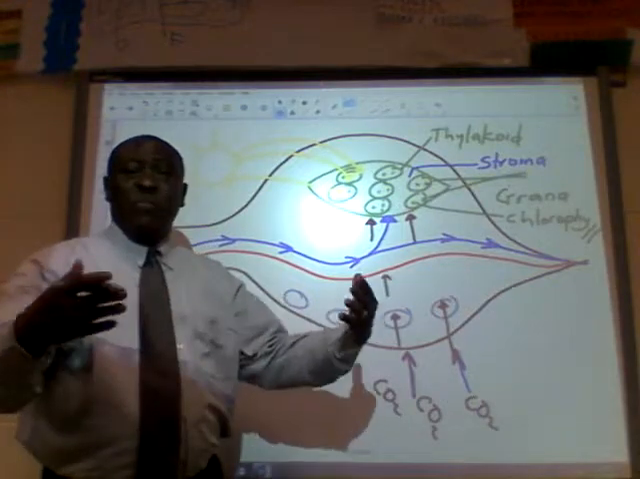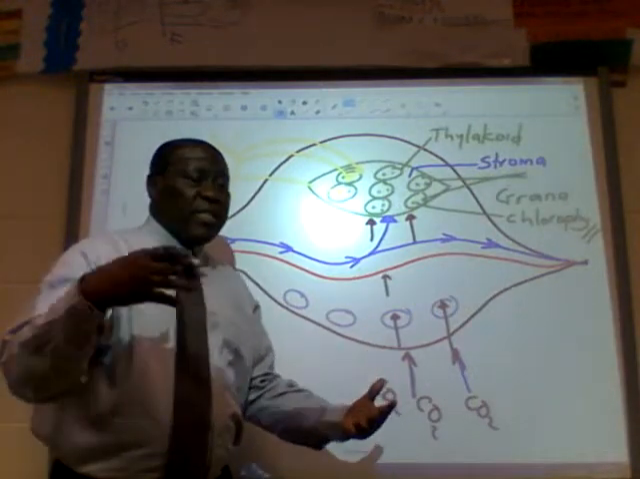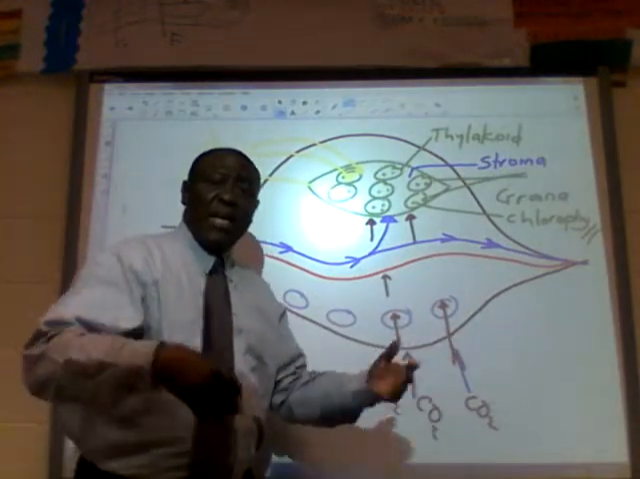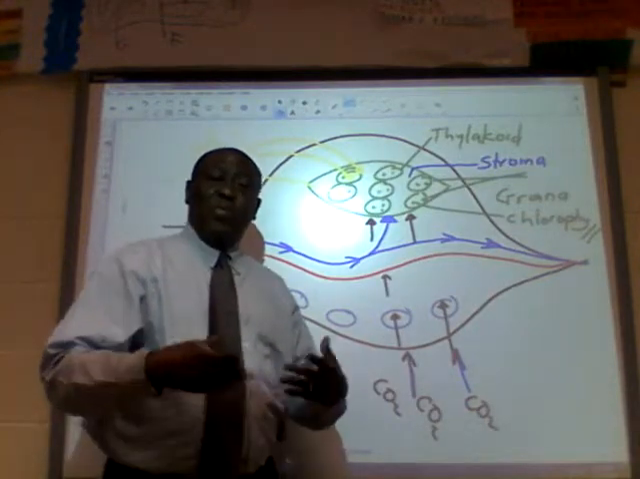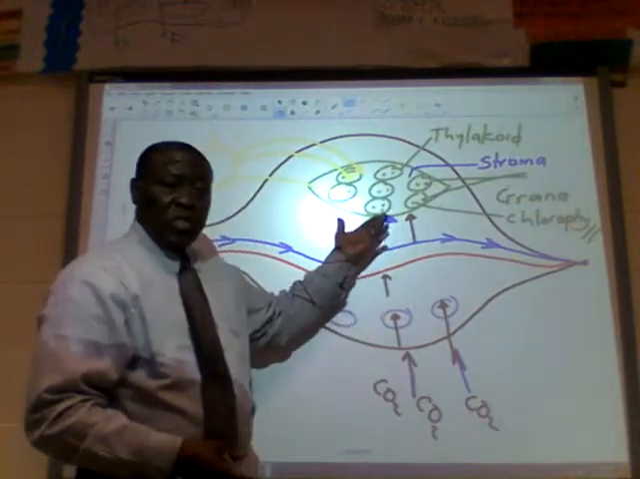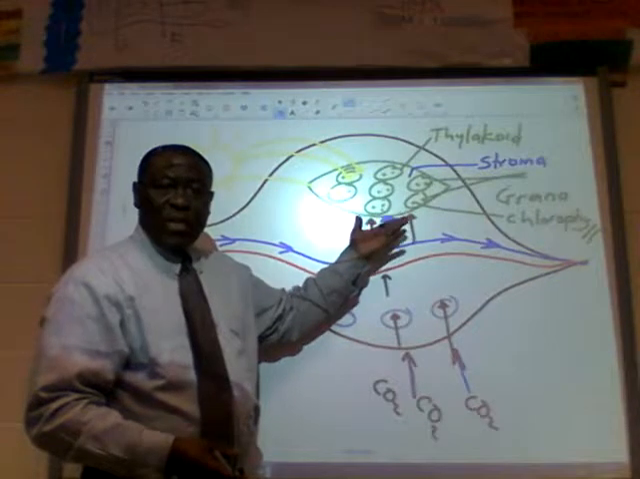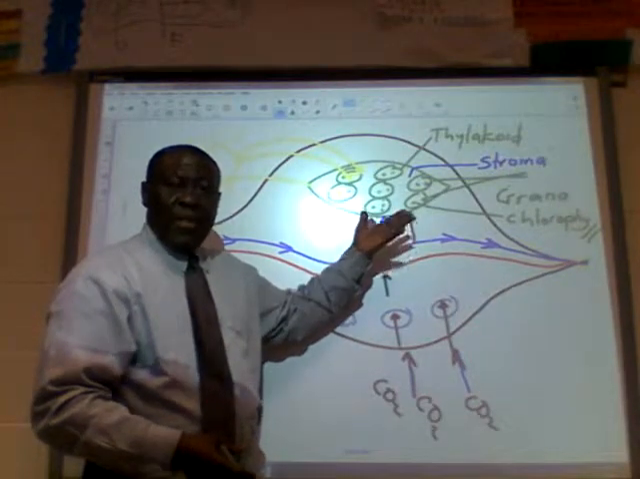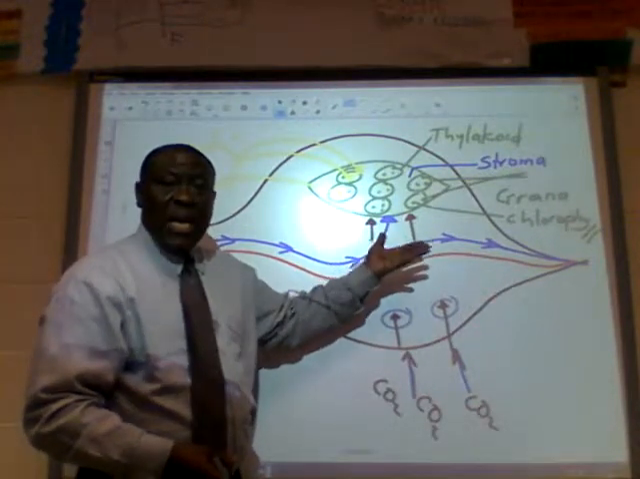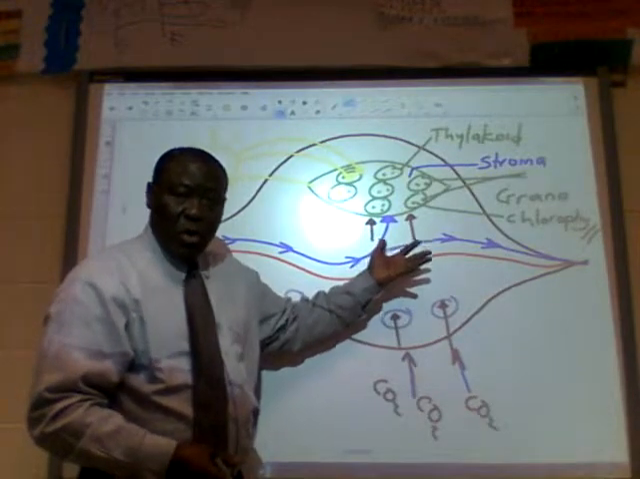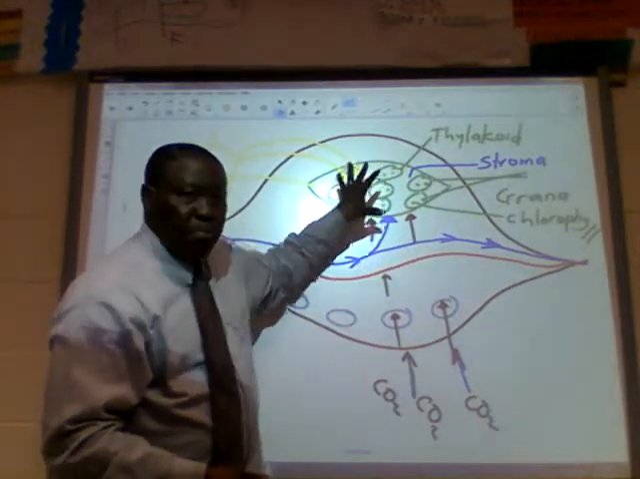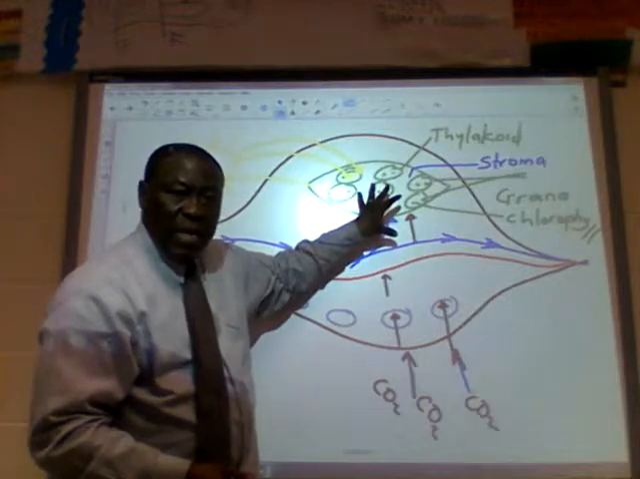Energy is what drives metabolism. Energy is what makes it possible for me to be flinging my hand left and right. Energy is what makes it possible for me to talk. Energy is what makes it possible for a plant to survive. All right, and that energy comes from food, and that main food is called glucose. So the food is made inside the chloroplast.